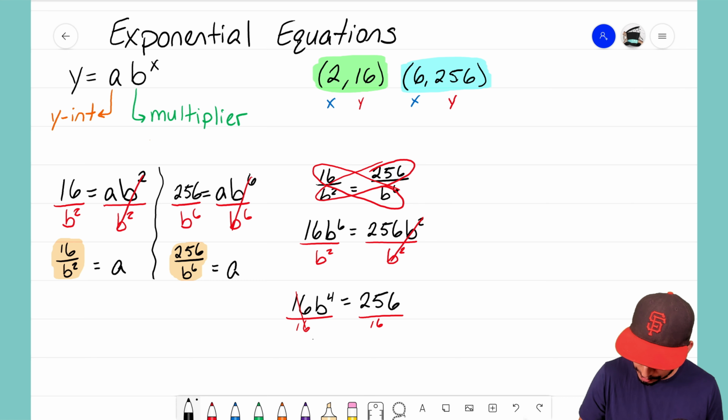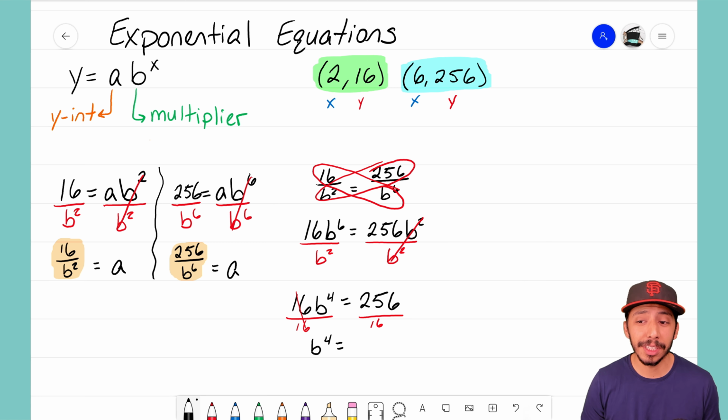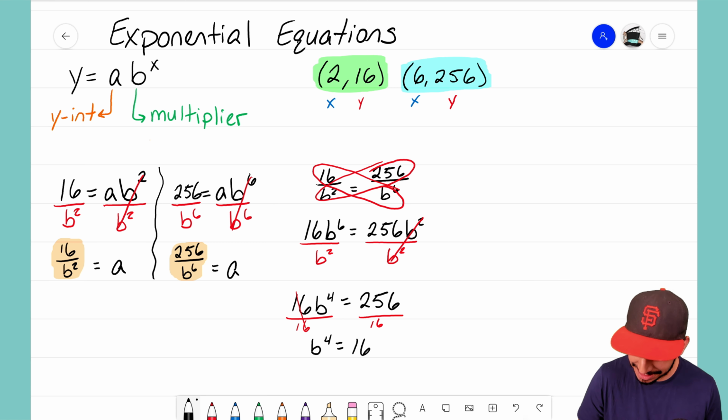So then on the left side, I'm just left with b to the 4th power equals 256 divided by 16. Well, that just equals 16. So I am so close now. I almost know what my multiplier is. I see that b to the 4th power equals 16, but I don't want b to the 4th power. I want b to the 1st power.